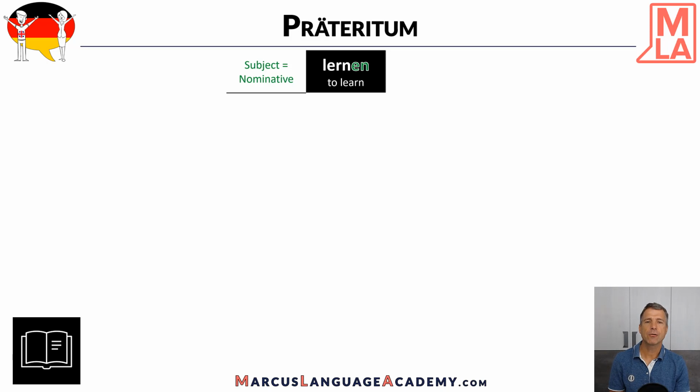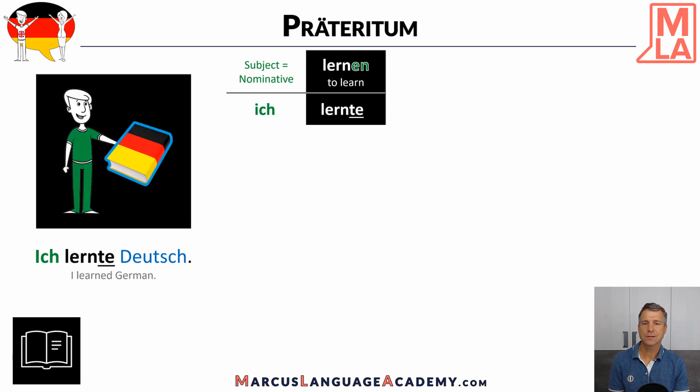Let's take a regular verb like lernen, to learn. For the first person we would say ich lernte. So we have the root of the verb lernen and we add te, and that makes it past tense. Ich lernte Deutsch, I learned German. In the image you see the black background color because it's Präteritum. Leo, the person, is green because it's the subject, and Deutsch is blue because it's accusative.